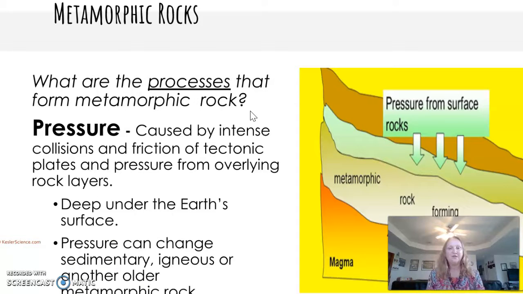The pressure is caused from the intense collision or friction of the tectonic plates that we've talked about, and then pressure from the overlying rock layers. It's happening deep under Earth's surface, and that pressure, again, can change the sedimentary, igneous, or other metamorphic rocks into metamorphic rocks.